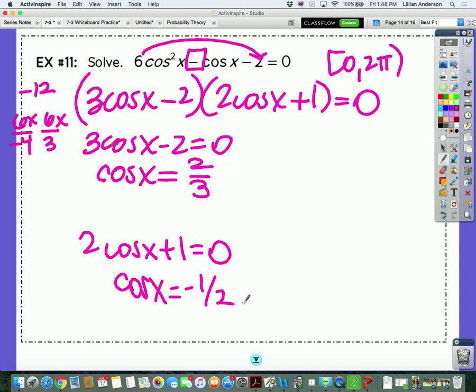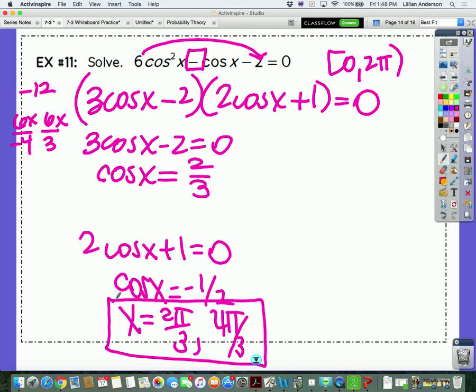Where's cosine of negative 1/2? 2 pi over 3, and then 4 pi over 3. And then those would be your two solutions. Okay? There would be more, of course. It would be the decimal approximation of wherever cosine is 2/3, but we're not concerned about that. We're only concerned about the exact ones. Questions?